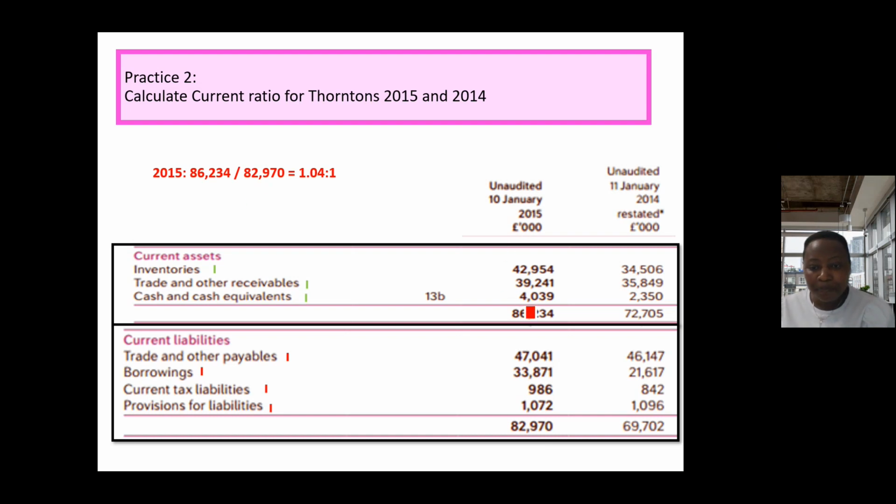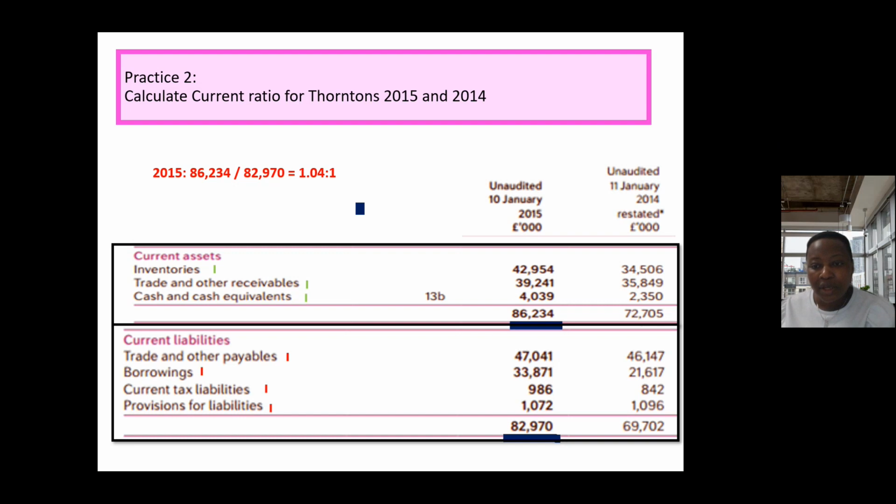for 2015, all you need to do is pick up the current asset figure, which is 86,234, and divide it by 82,970. And what you have is 1.04 ratio 1. For every £1 that our business owes our creditors, we have £1.04 of assets that we can quickly convert to pay that off.